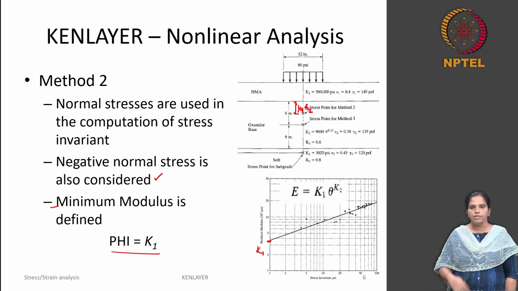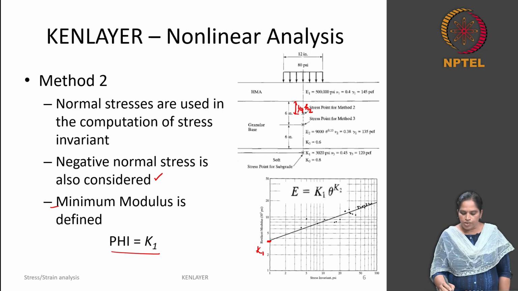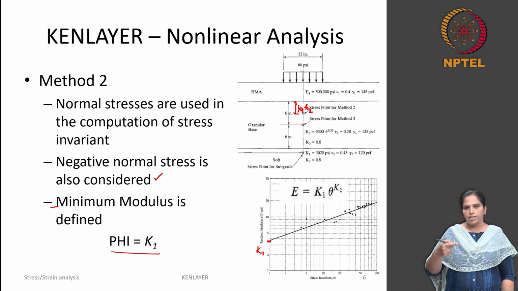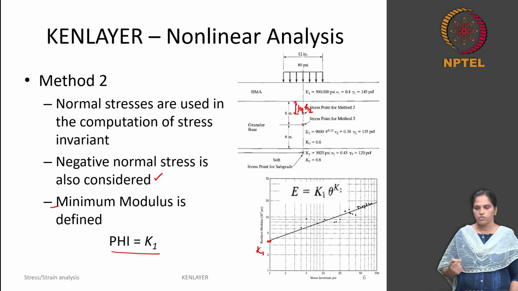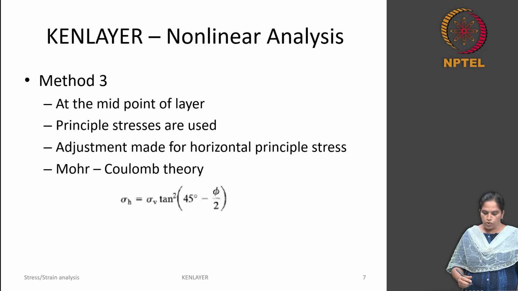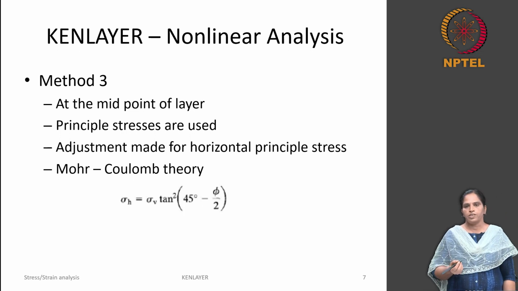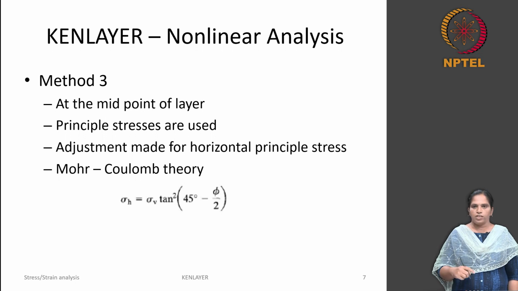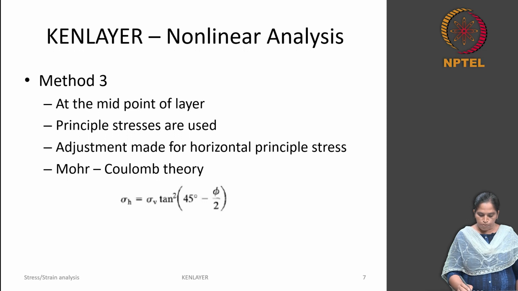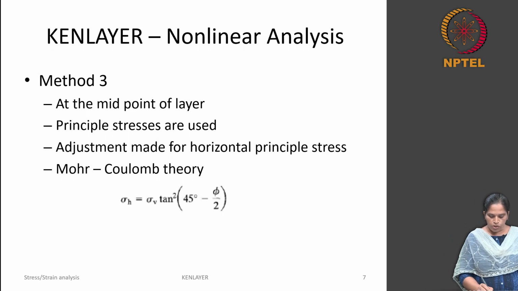In the method 3 approach, the stress point is considered as the midpoint of the granular layer. In such conditions, as the midpoint is away from the loading conditions, there can be a chance of negative normal stresses. So, you need to adjust the principal stress values or normal stress values so as to avoid this negative value in the stress invariant. This adjustment is carried out using the Mohr-Coulomb theory.